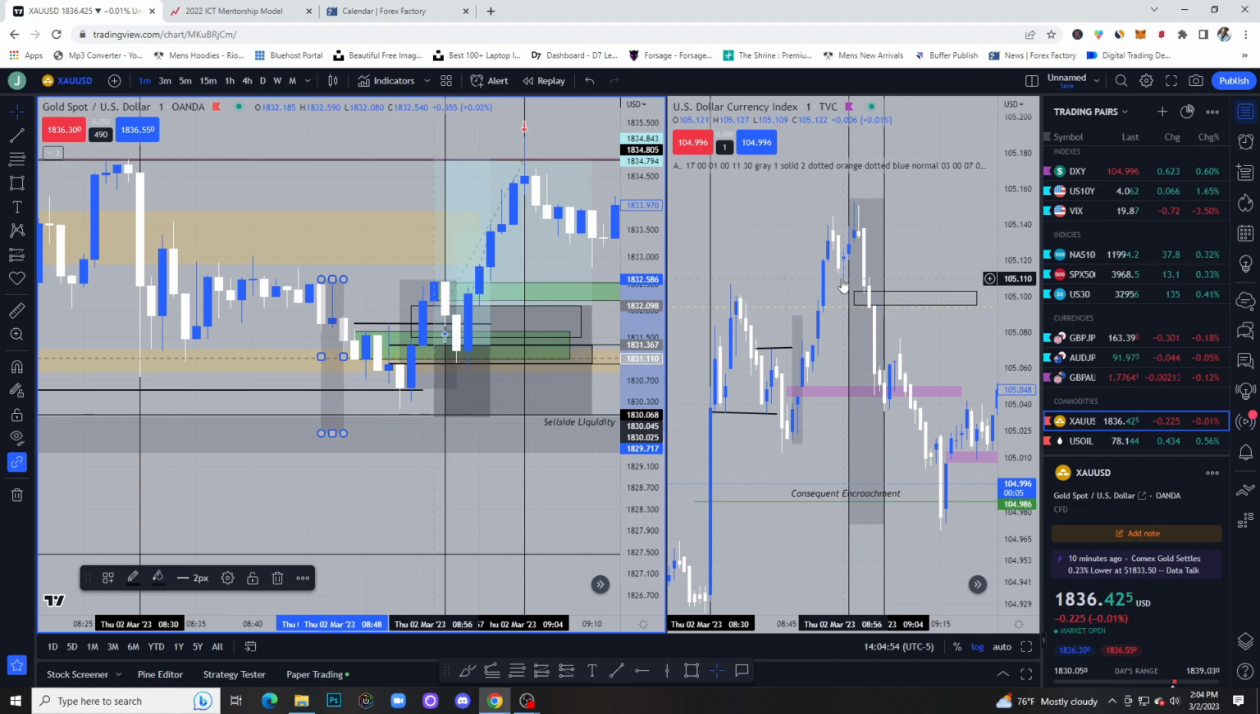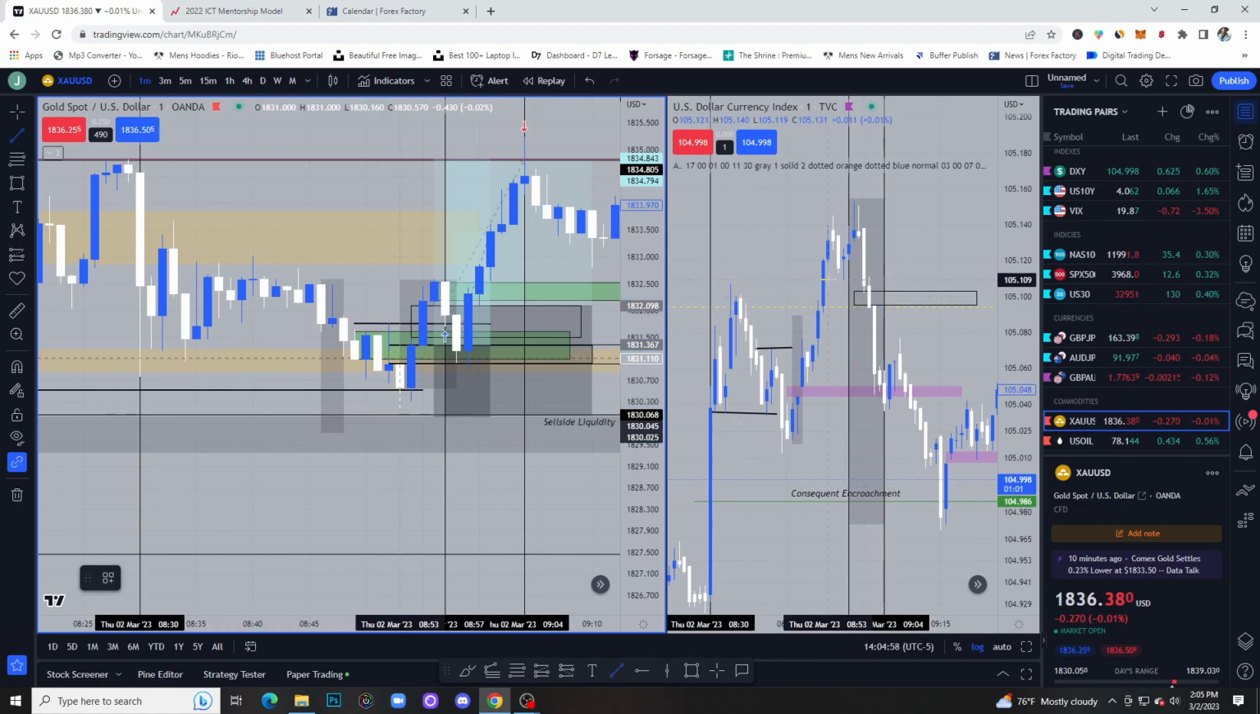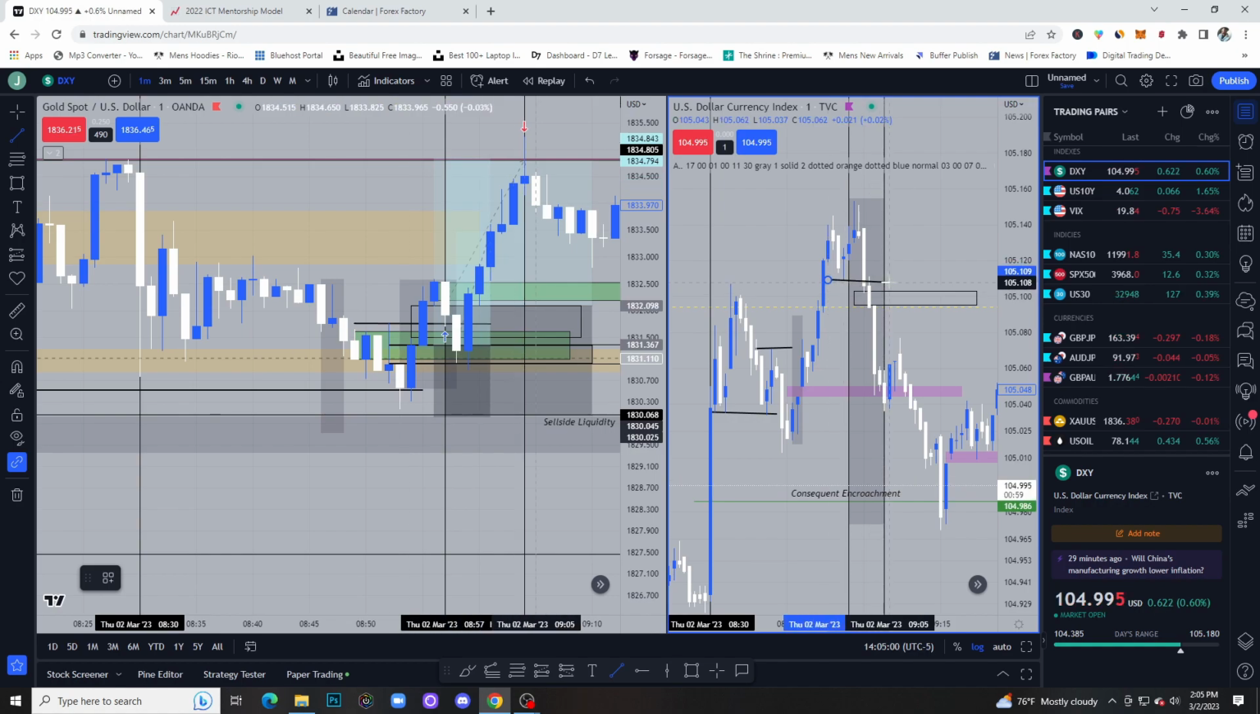So this right here is a shift in market structure, right? This is a bearish shift in market structure for the dollar. A bearish shift in market structure for the dollar leads to a bullish market shift in gold. So right here at 9 o'clock, that shift happened, headed lower down into this volume imbalance.